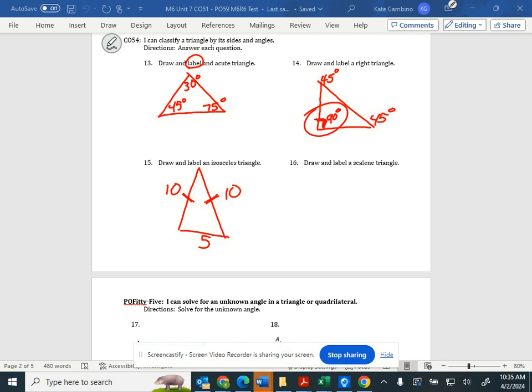In a scalene triangle, all sides are a different length. So you needed to show me all sides with a different length. Didn't matter what the numbers were, as long as they were all different. Any questions on this one? Anybody not sure why they didn't get credit for one of theirs? Okay.